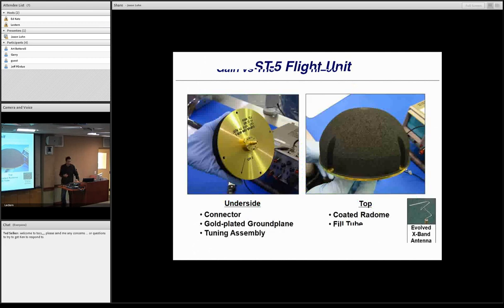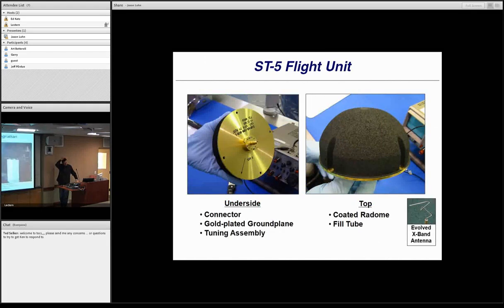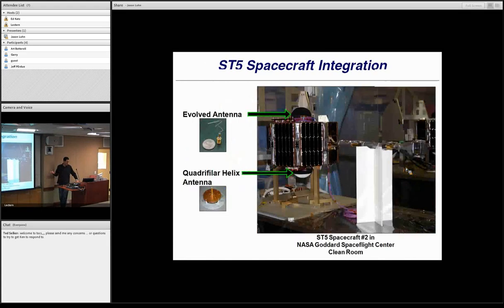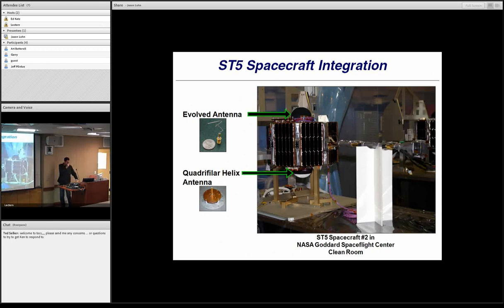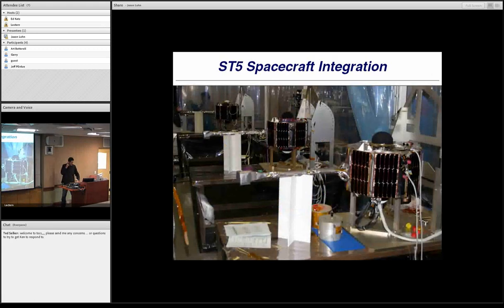This is just a picture of the flight unit mounted on the actual spacecraft. And because there were three of them, three satellites. The black ones are the evolved ones. So they're potted in one of these radomes. So you can't see the antenna inside of there because it's sitting inside one of those.